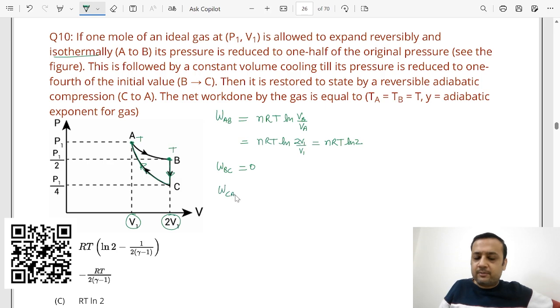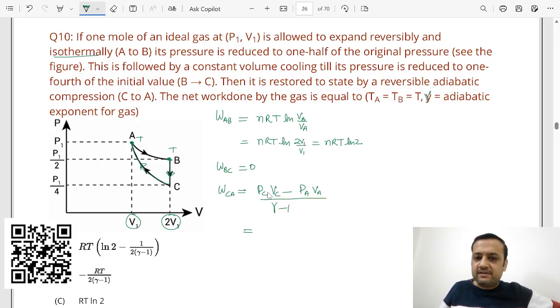So in the adiabatic process, work done is initial pressure into initial volume, minus final pressure into final volume, upon gamma minus 1. So PCVC minus PAVA upon gamma minus 1. Gamma is the adiabatic constant.